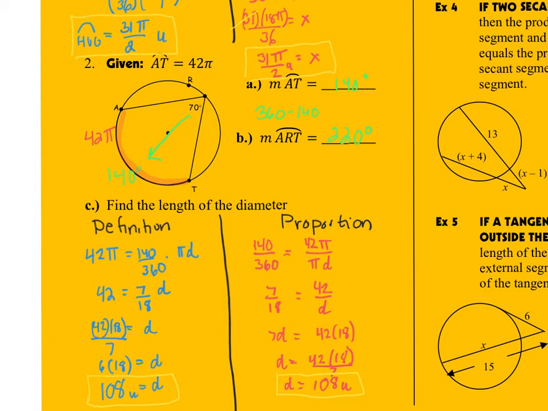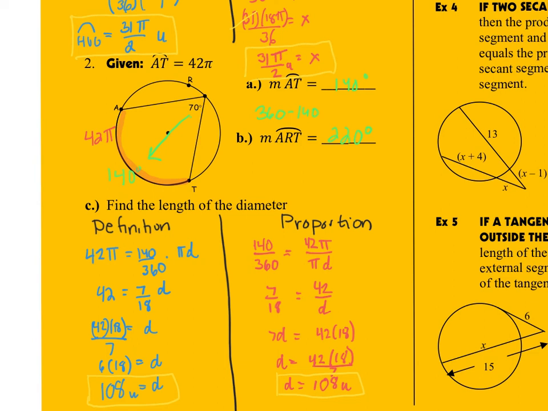Now let's look at the proportion, knowing that we should get the exact same answer. So this is the measure of the arc over 360. We said that already, that was 140 over 360. And that is equal to the length of the arc, which we were given as 42 pi, divided by the circumference. And the circumference we don't know, so we're just saying that that's pi times diameter, and diameter is actually what we've been told that we're looking for.